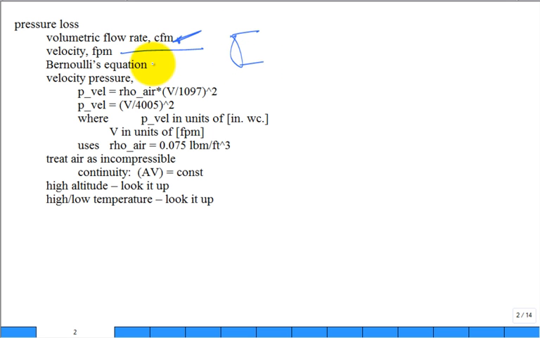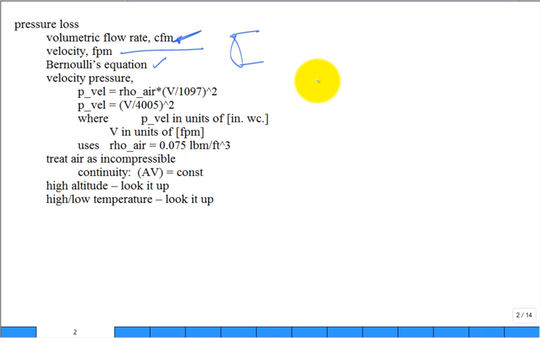From Bernoulli's equation, I know that when it speeds up, the pressure drops. When it slows down, the static pressure regains. And then I have some pressure loss. What are the pressure loss equations? Well, you can write them three ways, can't you? It's just like in water systems.